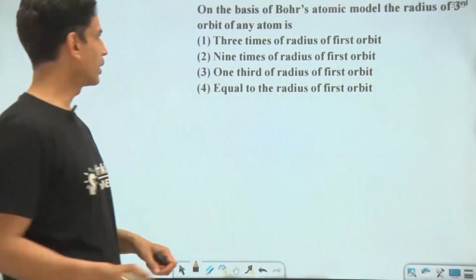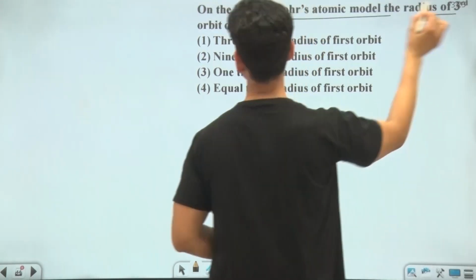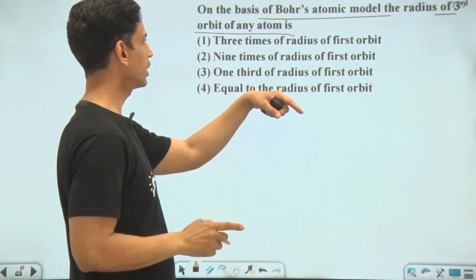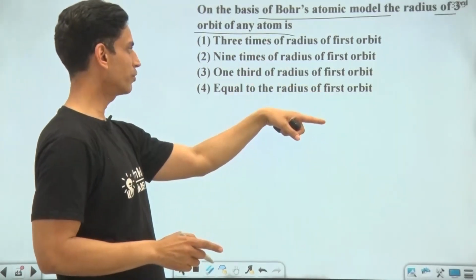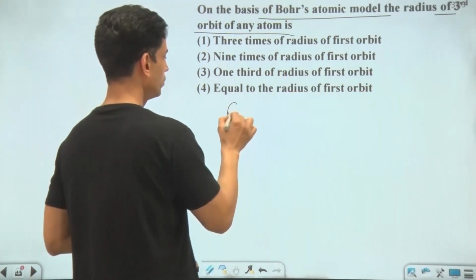Now moving to the next one. On the basis of Bohr's atomic model, the radius of third orbit of any atom is 3 times that of first orbit, 9 times that of first orbit, 1/3 of that of first orbit, equal to the radius of the first orbit.